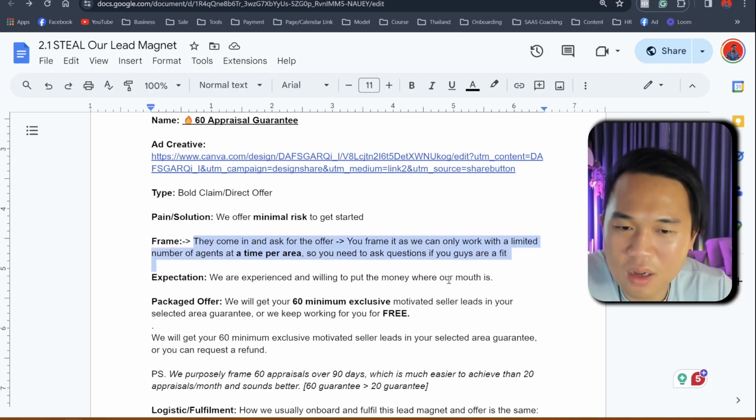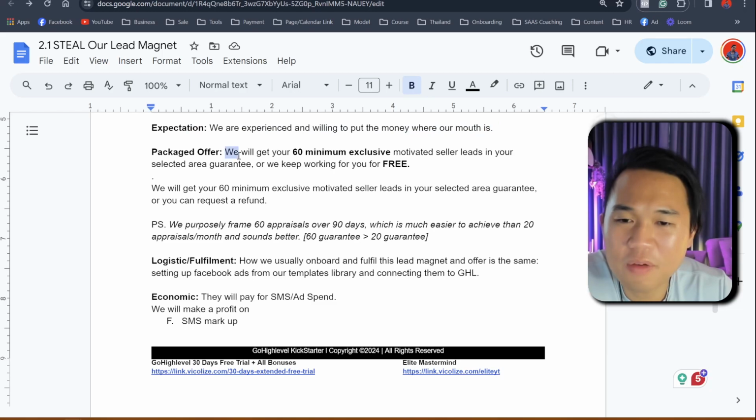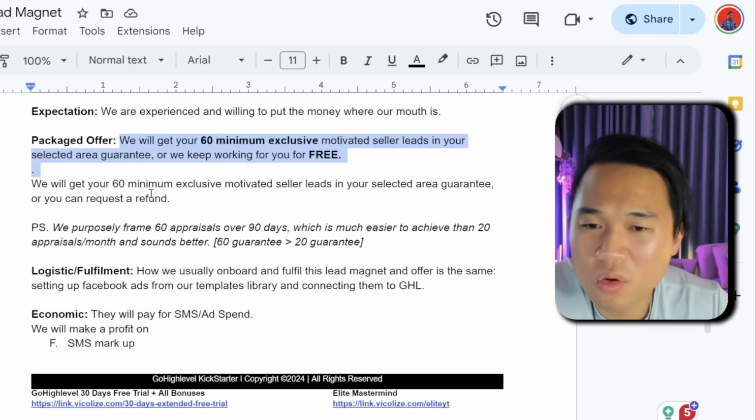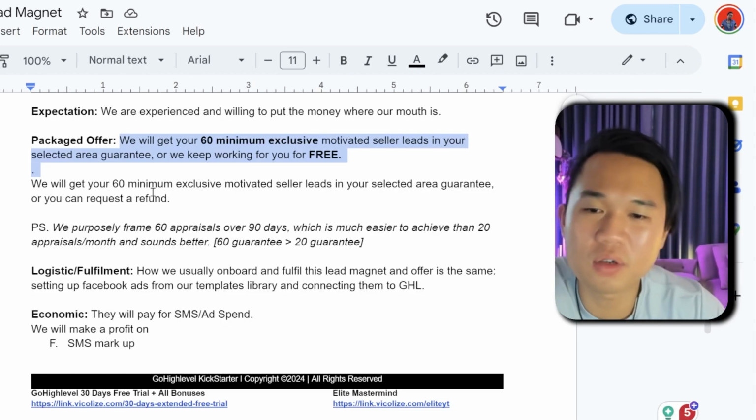Again, our offer is in high demand. We just need to ask you some questions. But with this, we also say we can only work with a number of agents per time per area. The expectation is that we are experienced and willing to put our money where our mouth is. The package offer is that we will get you 60 minimum exclusive motivated sellers in selected area guaranteed, or we'll keep working for you for free, right? So when you put guarantee, working for free until you do get the result is also a guarantee, or you can request a refund.